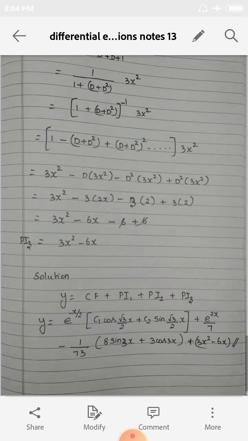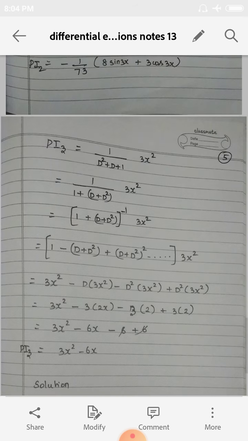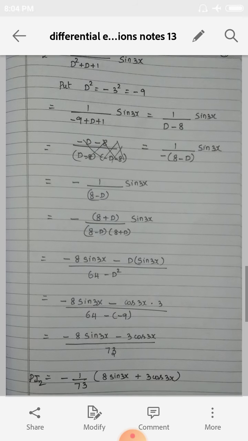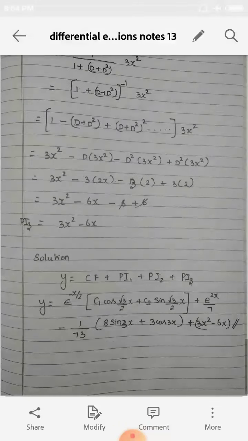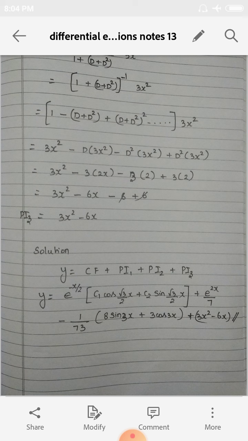Right girls? So girls, please go through all the 3 types: type 1, type 2, type 3. Coming Saturday, you have a test on these 3 types. So please go through all the 3 types and all the formulas. Okay, if you have any doubts, you can call me. I will clear your doubts. Thank you.